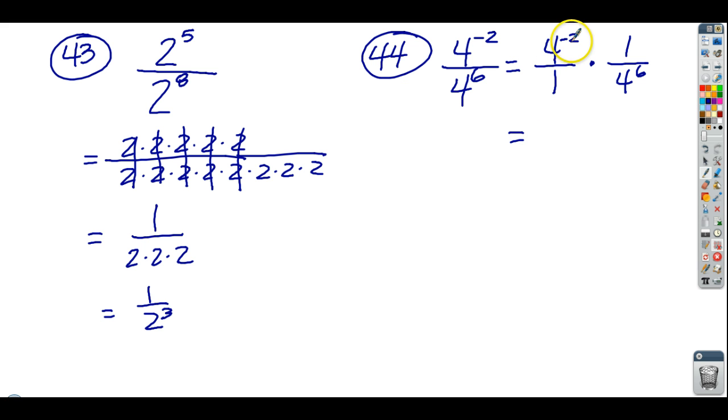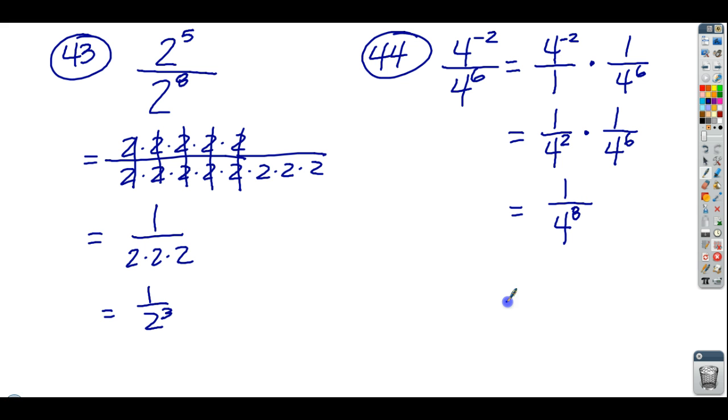All right, so 4 to the negative 2 over 1, that's saying I have to flip this. So it's 1 over 4 squared. Notice I have to flip. And then this is going to be the same times 1 over 4 to the 6th power, which is equal to 1 over, okay, this is 2 4s and this is 6 4s, so together that's 4 to the 8th. So I can write it as 1 over 4 to the 8th.